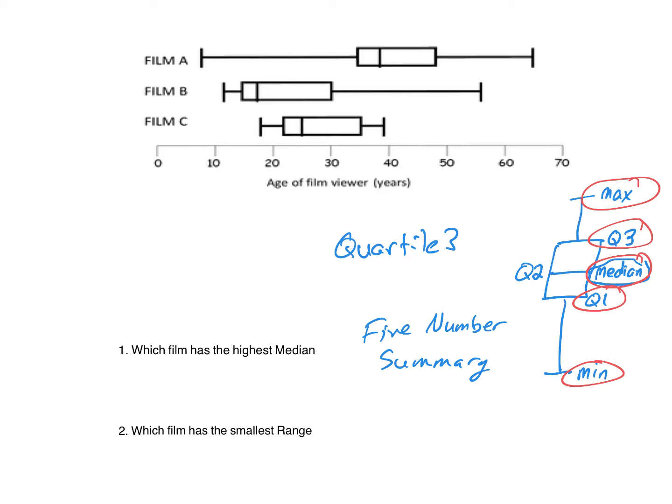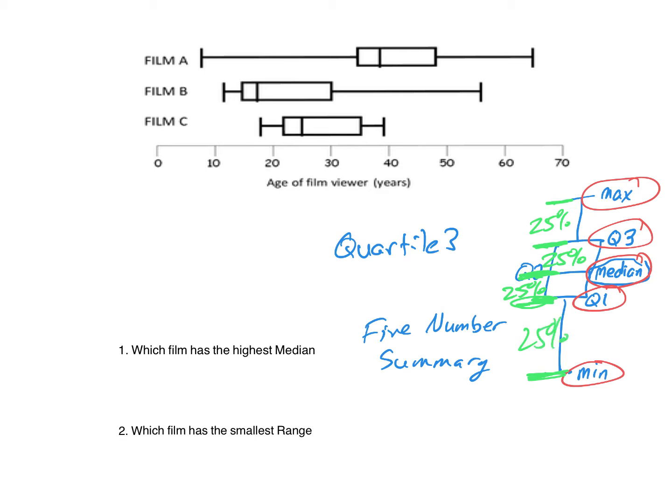Okay. Now, a couple other things. We'll do this in green. From here to here, there is 25% of the data. From here to here, there is 25% of the data. From here to here, there's 25% of the data. And from here to here, there is 25% of the data.